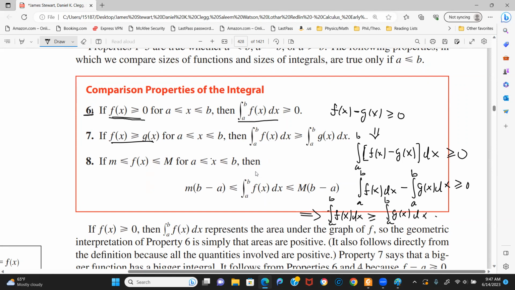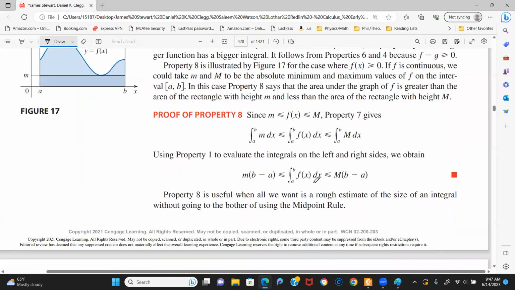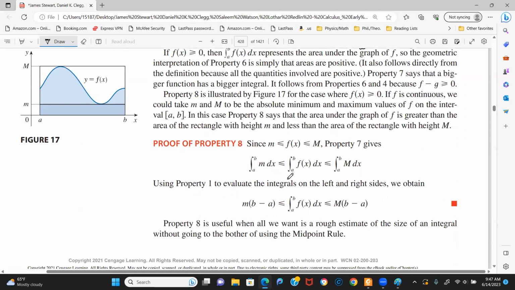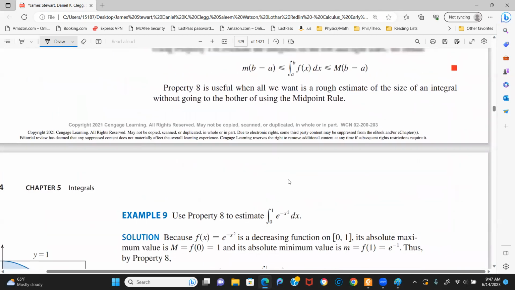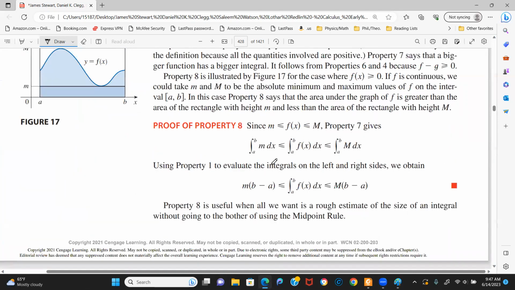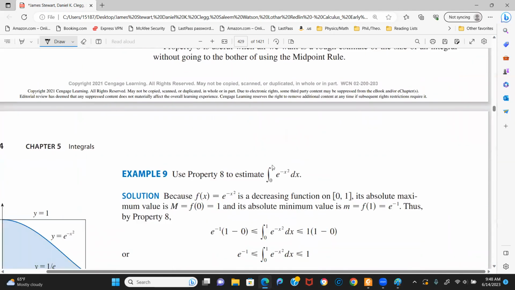And then 7 follows from 6, and then 8 follows from 7. And I think that's all we're going to do. Oh, so yeah, here's the proof of property 8. All right, so that's all we have for this video. I encourage you to read through this proof. It's not that hard. It's not that long even. It's pretty easy. And then I encourage you to look through 9 as well. So that's all we have for this video.